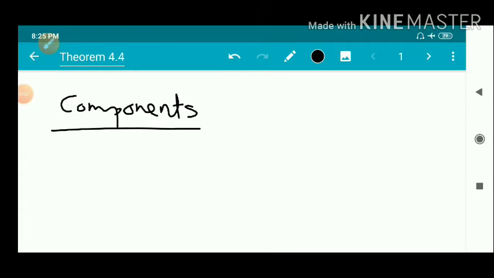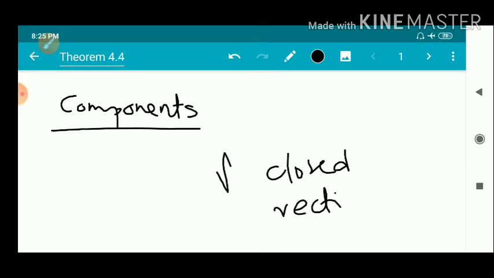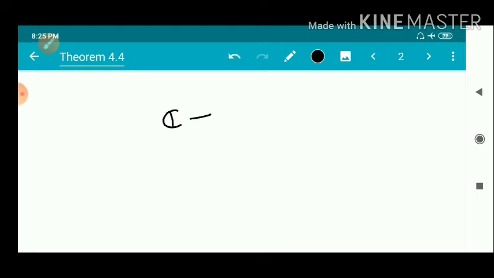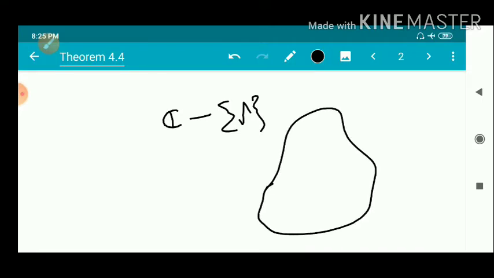Consider gamma as a closed and rectifiable curve in C in the complex plane. Rectifiable means the length of gamma is finite. And we consider the complement of gamma, that is C minus gamma. If gamma is like this, a closed rectifiable curve, then the complement of gamma means there are two regions.